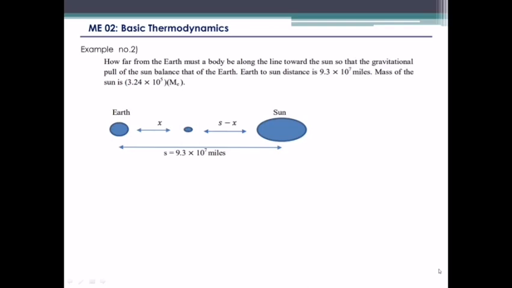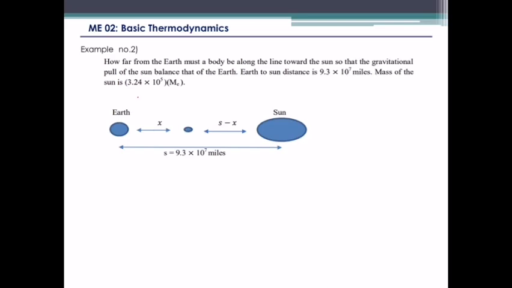Okay, so we have problem number 2. How far from the Earth must a body be along the line toward the Sun so that the gravitational pull of the Sun balances that of the Earth? Earth to Sun distance is 9.3 times 10 to the power 7 miles. Mass of the Sun is 3.24 times 10 to the power 5 times the mass of the Earth.